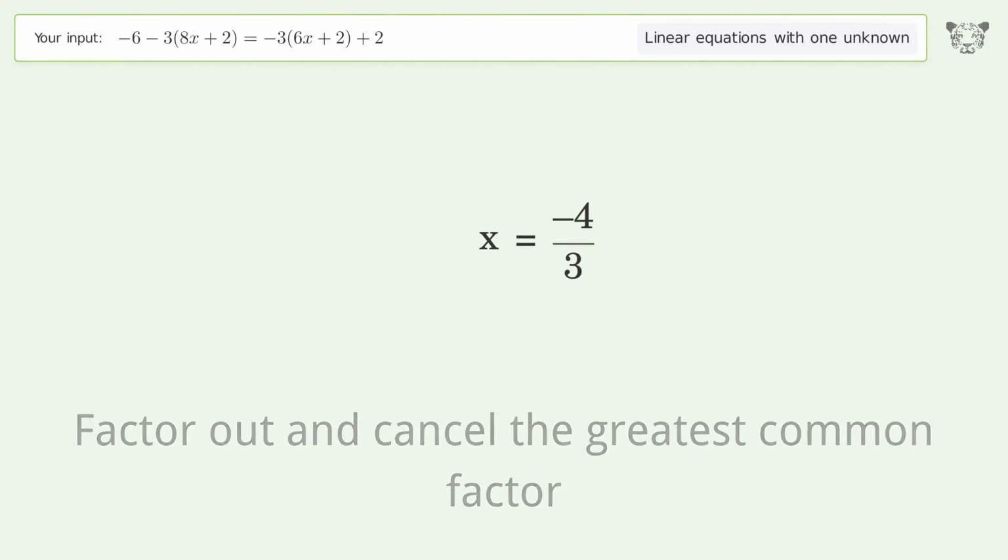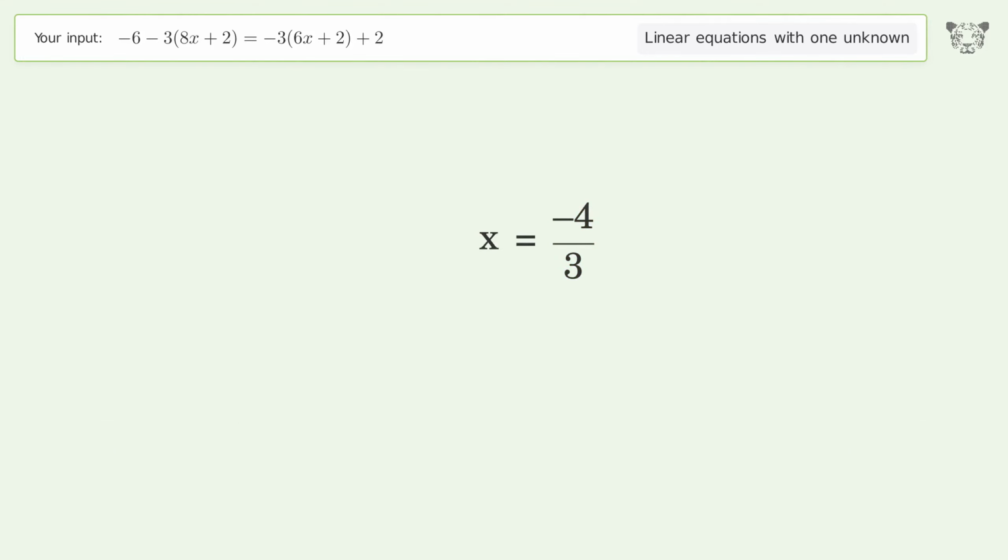And so the final result is x equals -4/3.